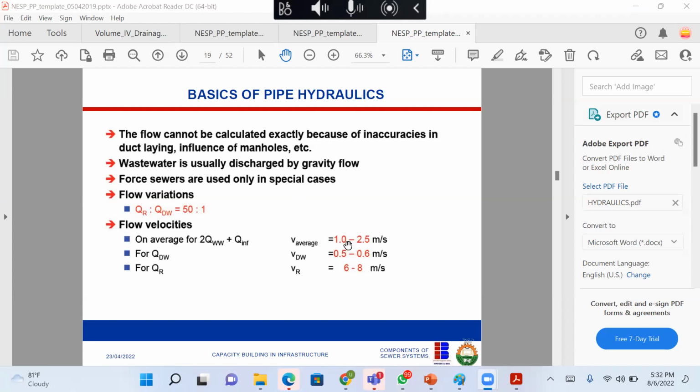But here they're saying you should use an optimum value of 0.5 to 0.6. So this is basically the optimum. Flow variation between stormwater runoff and the wastewater flow could be as high as 50:1. So you could see that wastewater discharge is very small compared to stormwater flow.